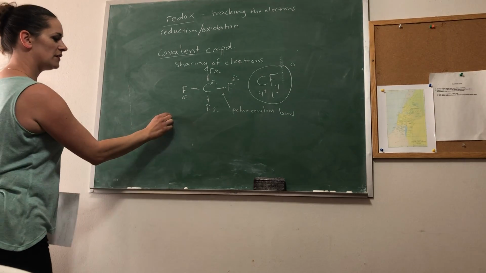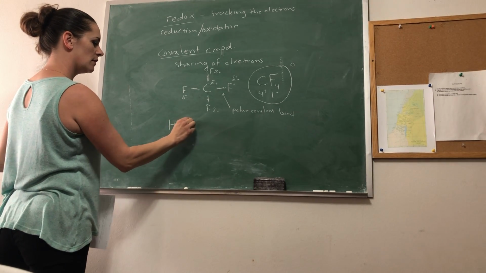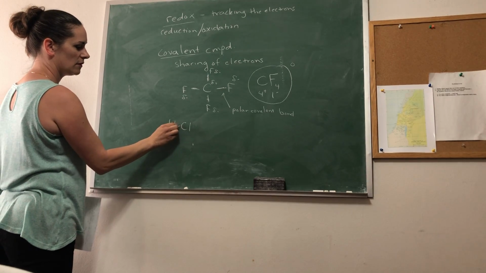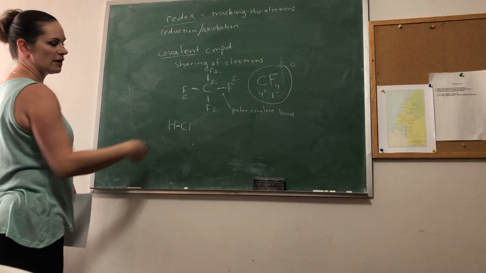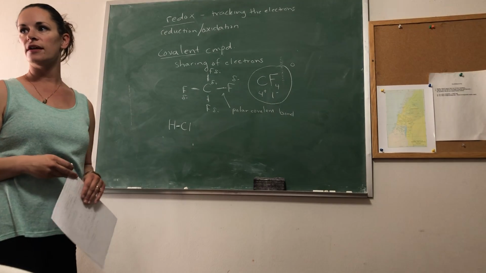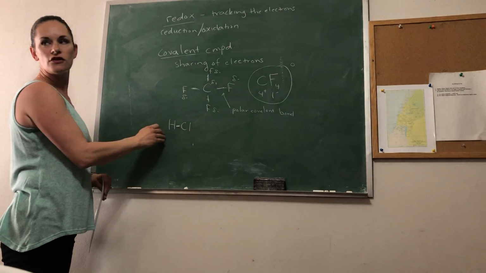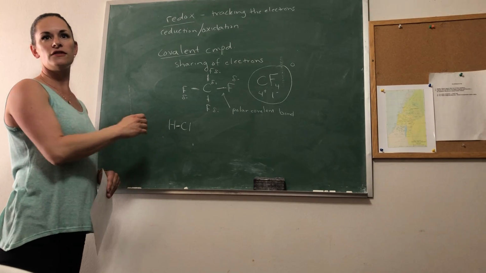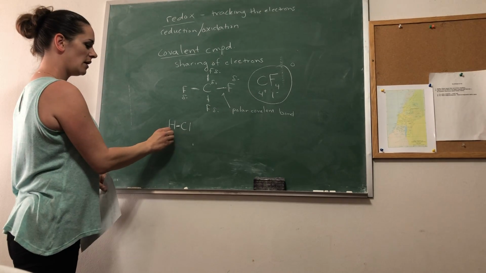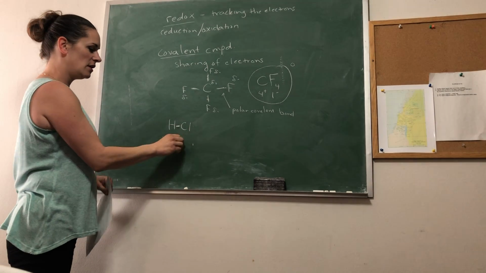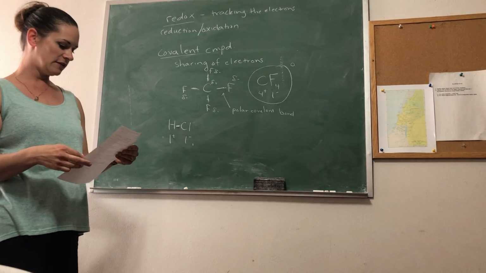Okay, so for HCl, this is a covalent bond between these two. Which one am I going to consider to be more electronegative? Chlorine. So that's because it's so much bigger and stronger than the hydrogen, and hydrogen so readily gives up its electrons. The hydrogen is going to get a +1, giving its electron, and the chlorine is going to get a 1-.